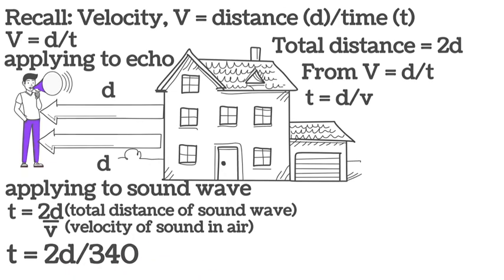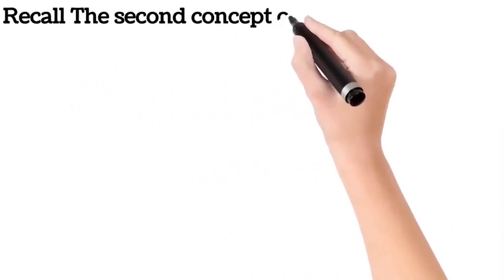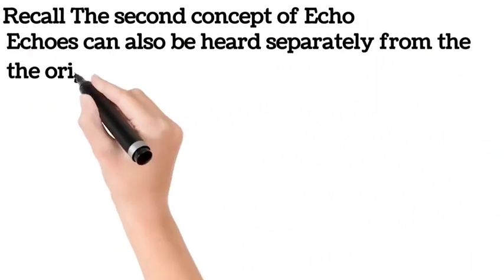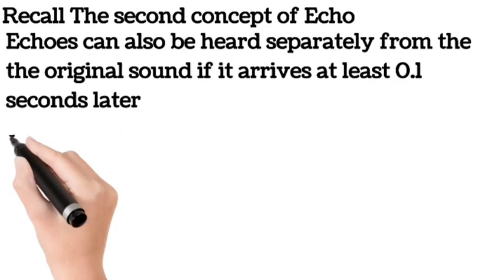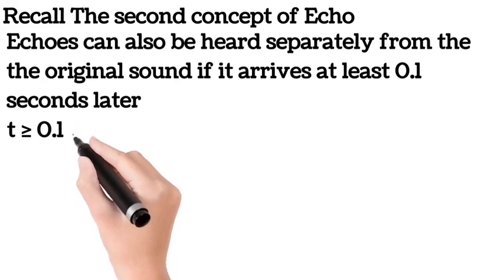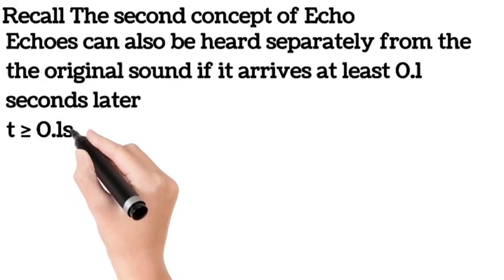Now recall the second concept of echo, which says that echoes can also be heard separately from the original sound if it arrives at least 0.1 seconds later. That is to say that the time for echo to be heard separately should not be less than 0.1. So if we are expressing this mathematically, we are saying that the time should be greater than or equal to 0.1 seconds.